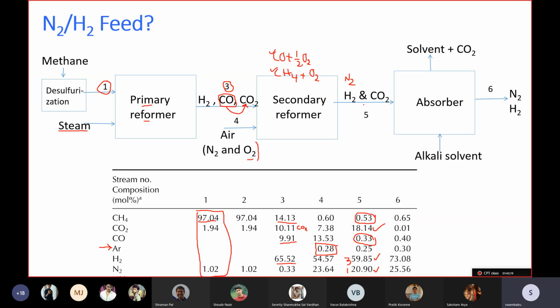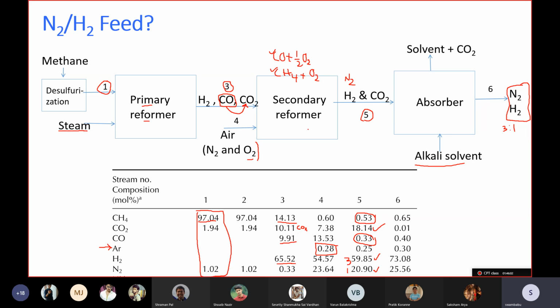So this gaseous stream is supplied to a gas absorber. Here we use an alkali solvent, as I explained in the previous slides. And we all know that NaOH and calcium hydroxide can absorb CO2 very well. So this alkali solvent is used to remove CO2. In that way, we can get N2 and H2 at a 3:1 ratio, using the primary and secondary reformers.